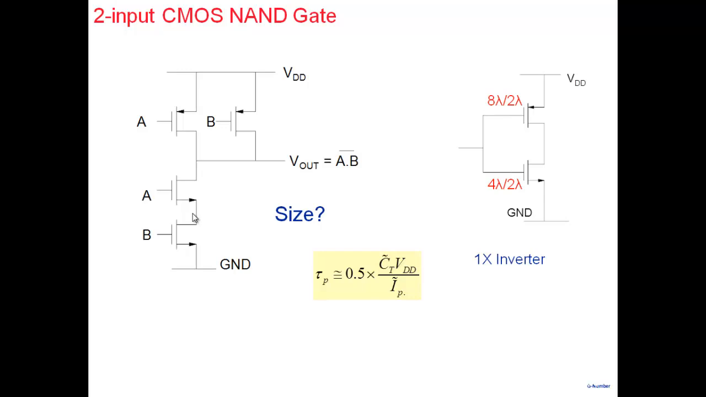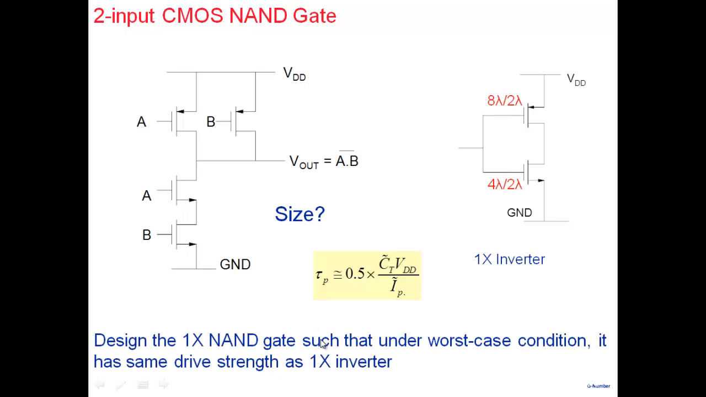We are talking about the strength of a pull down network in terms of how much current it can provide. Because whatever load capacitor is attached here, the delay then depends on how much current I can supply. So strength is being talked about in terms of how much current this can supply. And then you need to look at under what condition I should look at the current here and here. So the thought is to design the 1x NAND gate such that under worst case condition, it has the same drive strength as the 1x inverter. All right, so that's that.